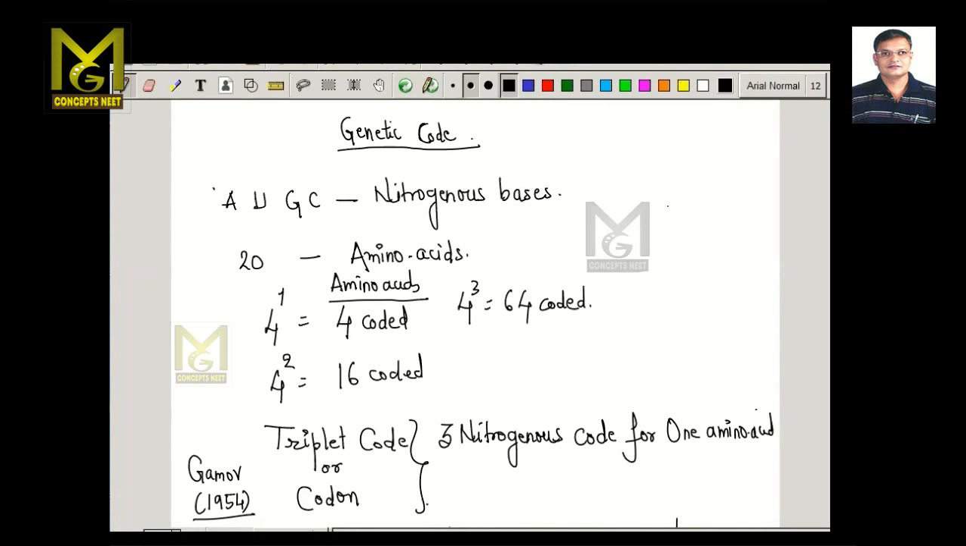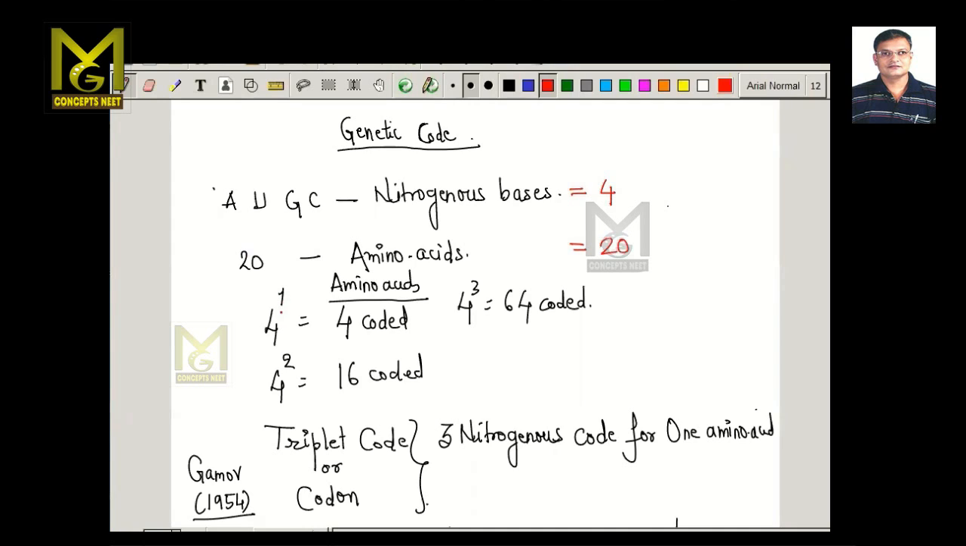So, continuing with the next part of molecular basis of inheritance, that is the genetic code. Now if you look at the nitrogenous bases, we have these 4 nitrogenous bases. So the number of nitrogenous bases is 4. The number of amino acids to be encoded is 20.